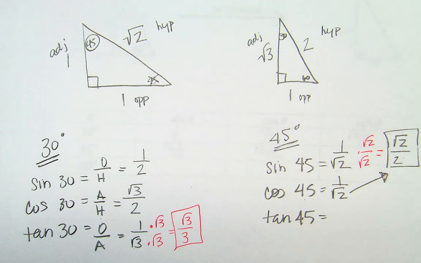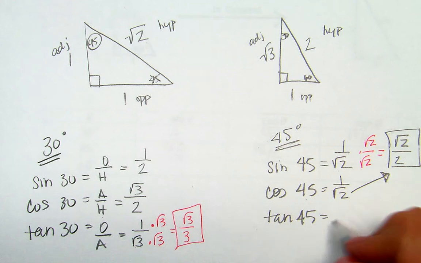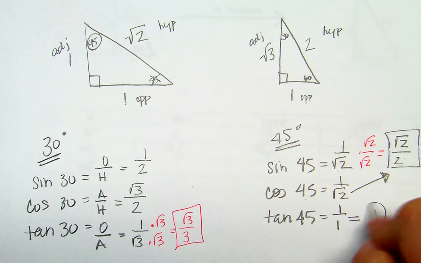Last but not least, tangent of 45 is opposite over adjacent. In this case, it's going to be 1 over 1, which just simply reduces to 1.